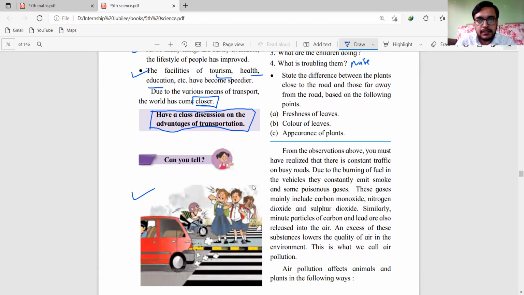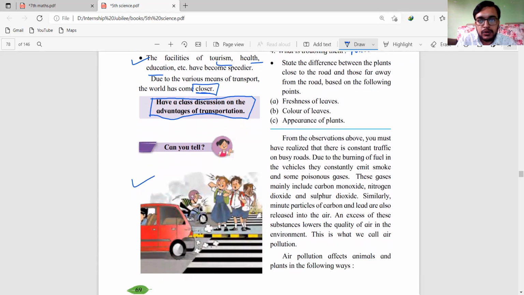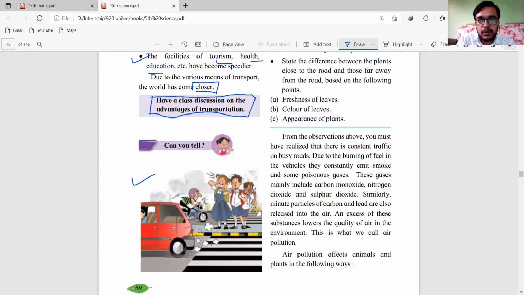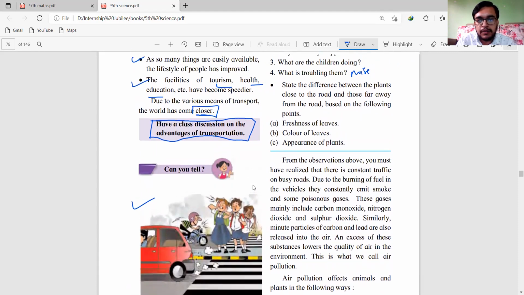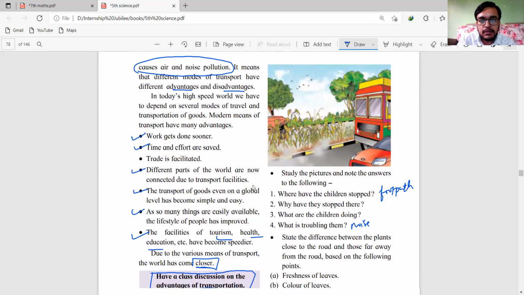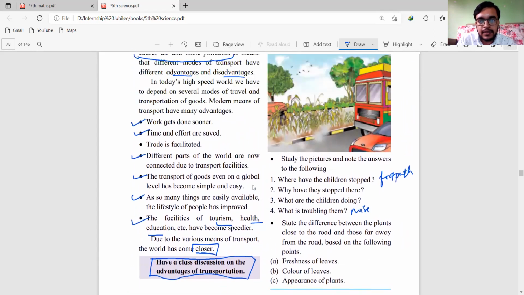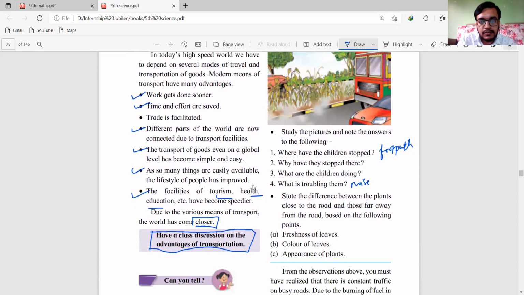right? State the difference between the plants close to the road and those far away from the road. Freshness of leaves, color of leaves, and appearance of plants, right? The plants that are close to the road are not fresh and their color is dim, right? Due to pollution. And the trees and plants that are away from the road are fresh, right?